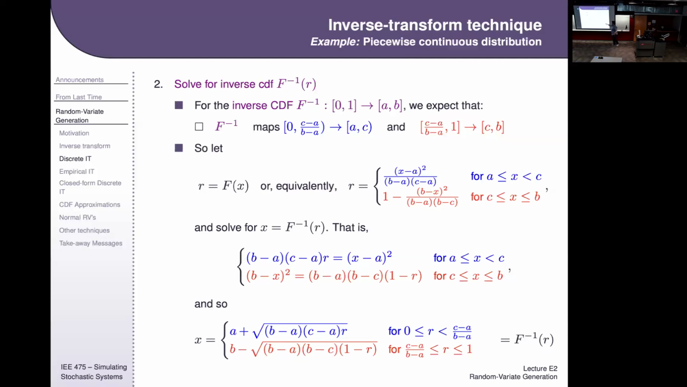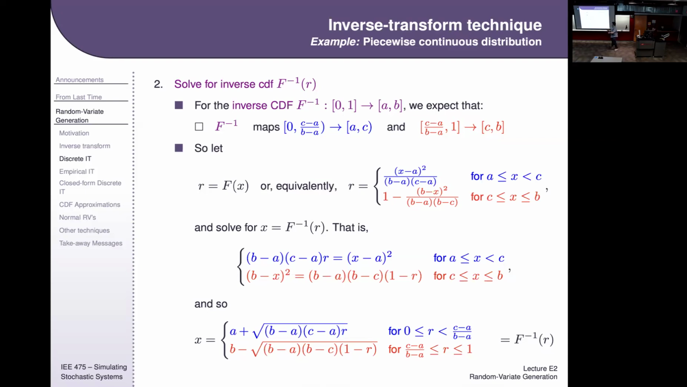Now, that's where that mapping came into play. I know that X from A to C corresponds to R from 0 to that ratio. So there's where that ratio comes up. Likewise, X from C to B corresponds to R from that ratio to 1.